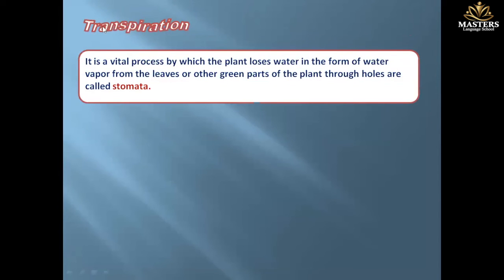And there's an important process called transpiration. It is a vital process by which the plant loses water in the form of water vapor from the leaves or the other green parts of the plant through holes called stomata.